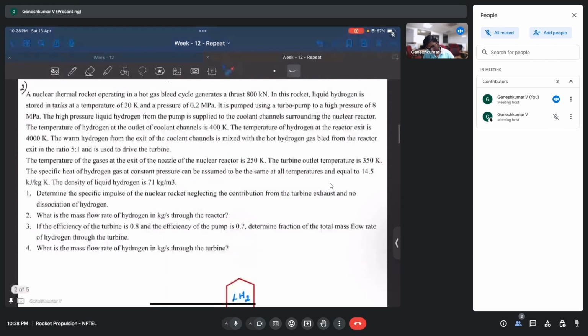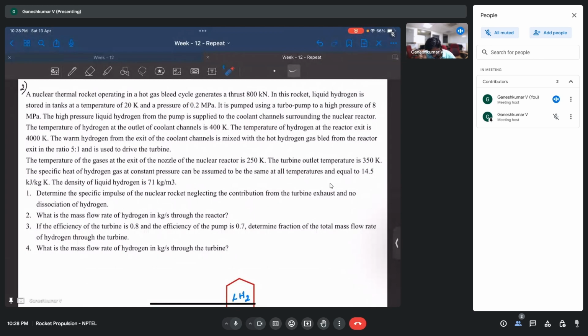Okay, and now from the tank, the hydrogen gas is actually liquid at this state. It is pumped using a turbo pump to a higher pressure of 8 megapascal. So using the pump, we are increasing the pressure from 0.2 megapascal to 8 megapascal.